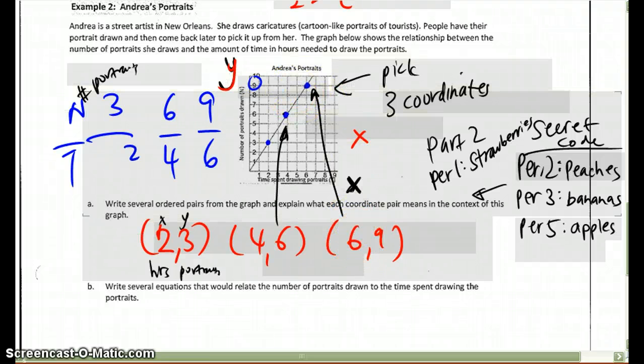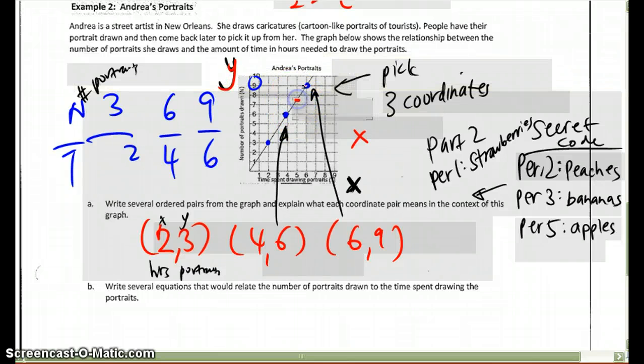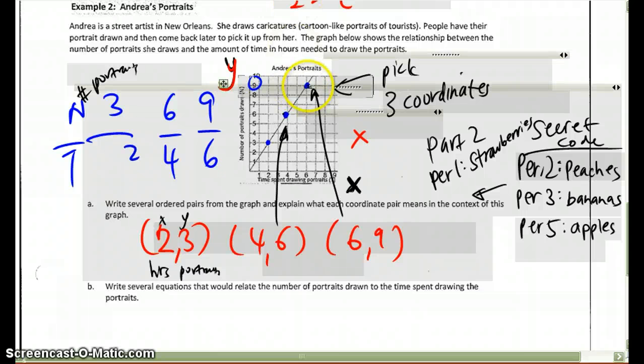Now, of course, we can definitely have points here, here, here. However, we'd have to guess if it's happening at like the 5.5 hour mark. We don't know. It could be 5.25. It could be 5 and a little less than a half. So it's good to find points where there's whole numbers, right where the grids cross each other. Now we're going to write an equation that represents that.